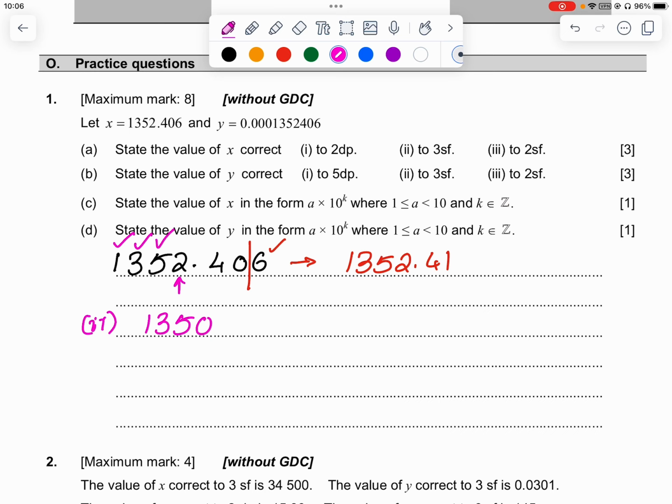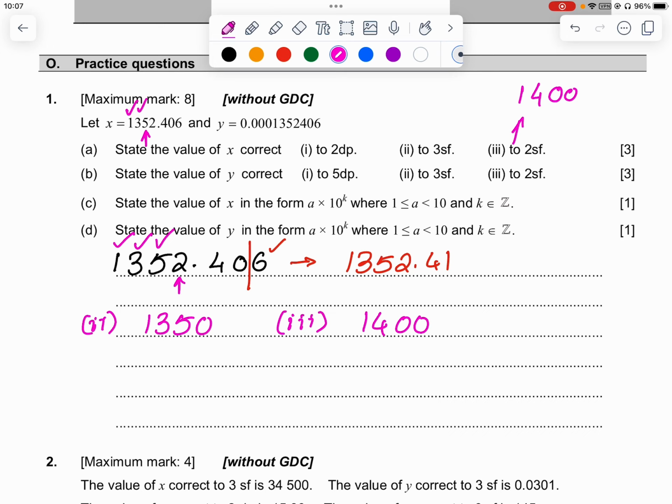Then two significant figures. So it will be 1, 2. But this number is 5 or more than 5. So you should be adding 1. So answer will become 1, 4. And remaining all numbers will become 0. So two significant figures is 1400.